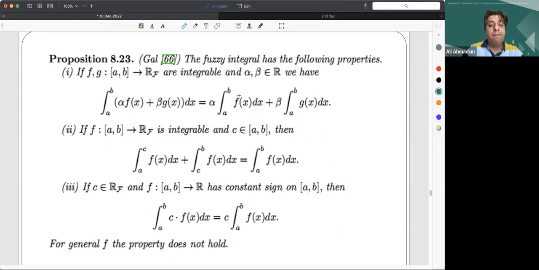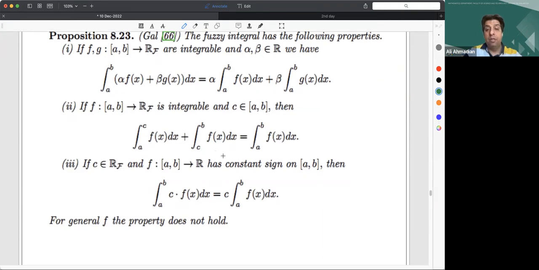Sorry, if we have an interval for our function, or the domain of the fuzzy function is defined from A to B, a closed interval, then we can find a midpoint, consider the integration till this midpoint, and then from this midpoint up to the end. It is actually equal with the integration over the whole of the interval. So this is another property like what we have in classical mathematics or calculus.